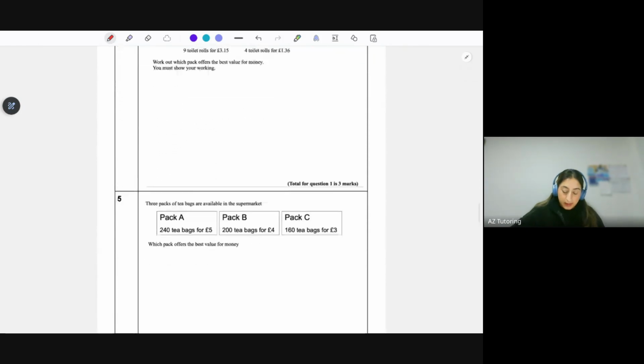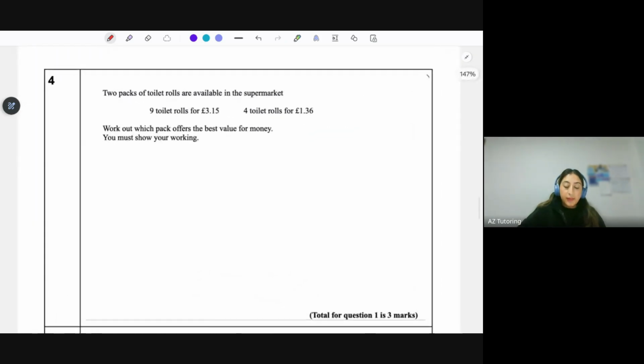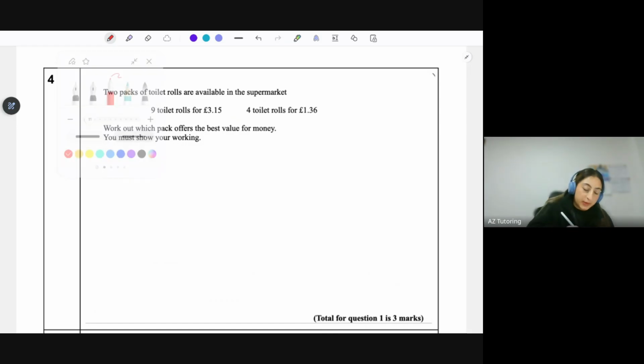So these are your best buy questions. Best buy just basically means which is the better value for money. Whenever you go shopping in the supermarket, you'll get a smaller tub or a bigger tub, and you'll always look at which is better value for money to see if you're getting the better price. So I'll go over how you're supposed to approach these questions.